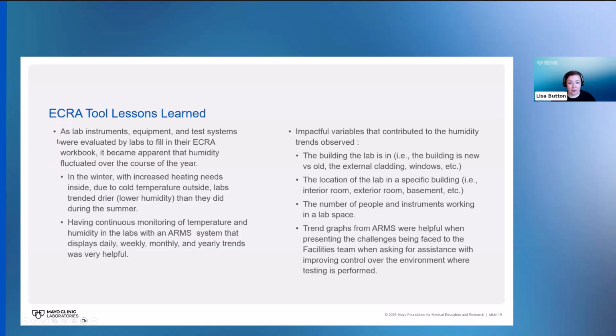So as lab instruments, equipment, and test systems were evaluated by the labs to fill in their ECRA workbook, it became apparent that our humidity fluctuated over the course of the year. And so we've got this automated remote monitoring system, right? So we're watching temperature, we're watching humidity. We have the ability to see the trends over time. And we saw that in the winter, with increased heating needs inside due to cold temperatures outside, the labs tended to be drier, so having lower humidity than they did during the summer months.